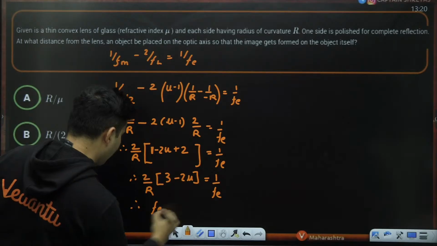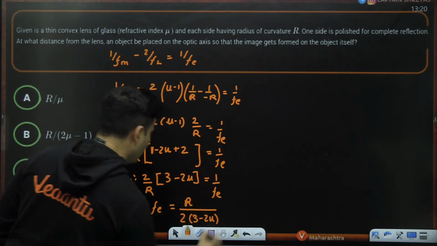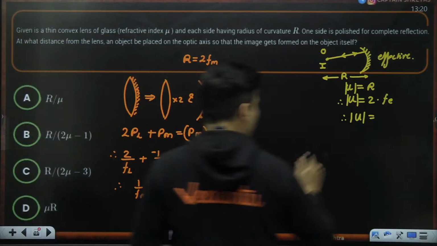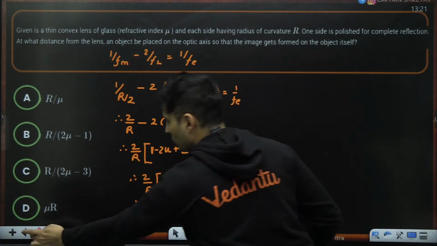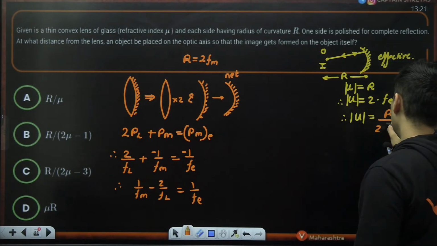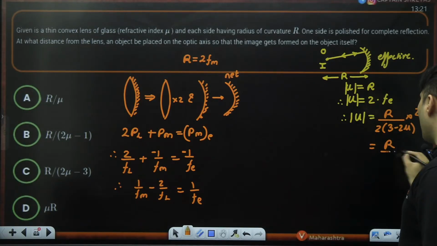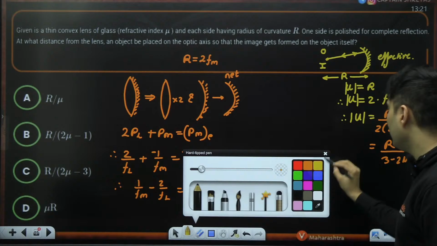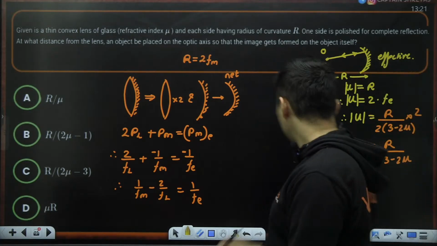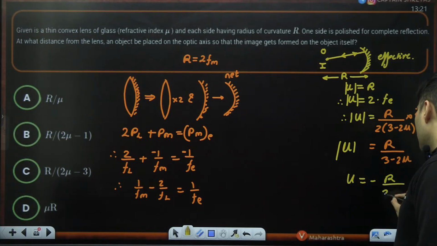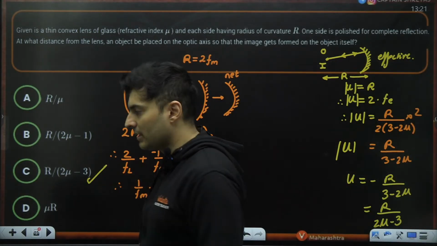So when I take Fe, that will be R divided by 2 multiplied by 3 minus 2 mu. This value, I will put it back over here. R by 2 into 3 minus 2 mu. And this 2 obviously was there as it is. 2 will cancel. So this will be R by 3 minus 2 mu. This will be the magnitude of the object distance, but when you take it with the sign, it will be negative. So u will be minus of R by 3 minus 2 mu. So it will be R by 2 mu minus 3. Is that okay? This would be the correct answer then. Okay, cool.